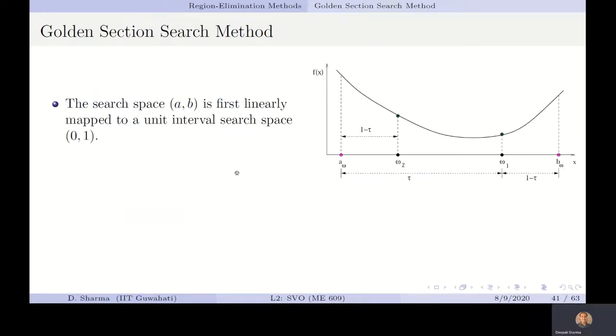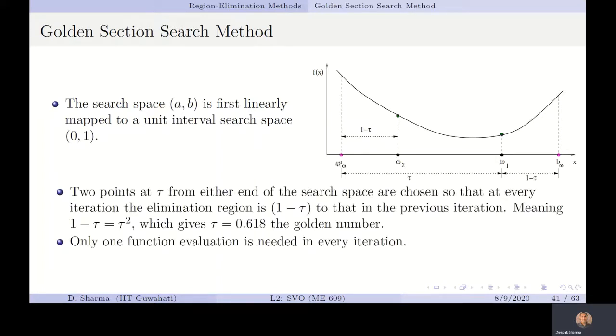Again, as a remark, you can see that the search space of X between A and B is normalized or mapped between 0 and 1, as you can see in the figure from A omega to B omega. Thereafter, we created 2 points, omega 1 and omega 2. Omega 1 is tau times from A omega, where tau is the golden number 0.618. Similarly, omega 2 will be tau times from B omega.